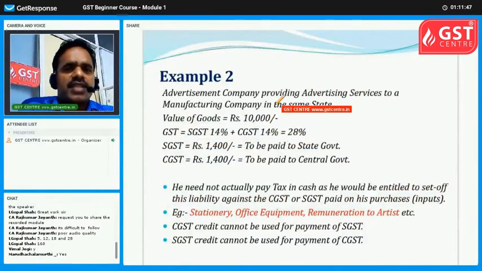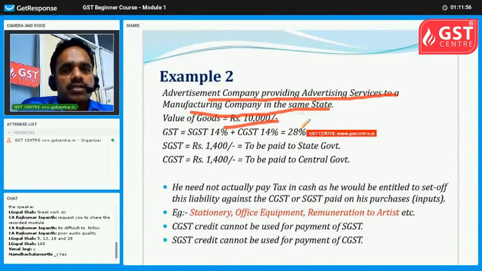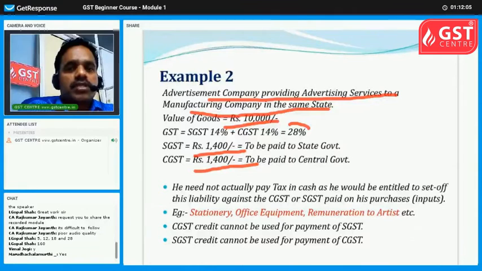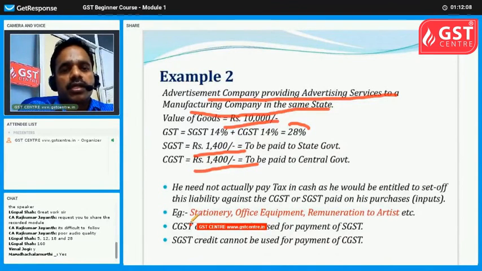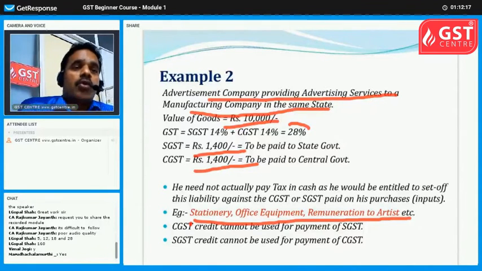Let us take the second example. Same thing. An advertisement company provides advertising services to a manufacturer in the same state. The value is 10,000. The rate is 28%. 14%, that is 1400, will go to the state government. 1400 will go to the central government. And the business can claim all taxes paid on expenses, stationery purchased, office equipment purchased, remuneration to artists.